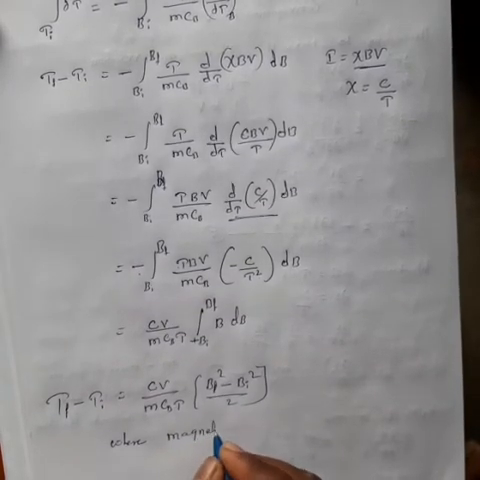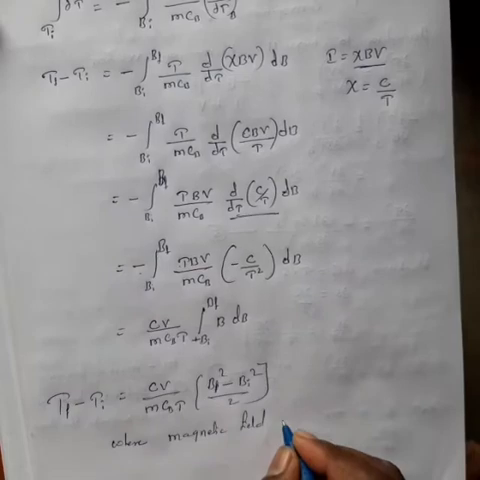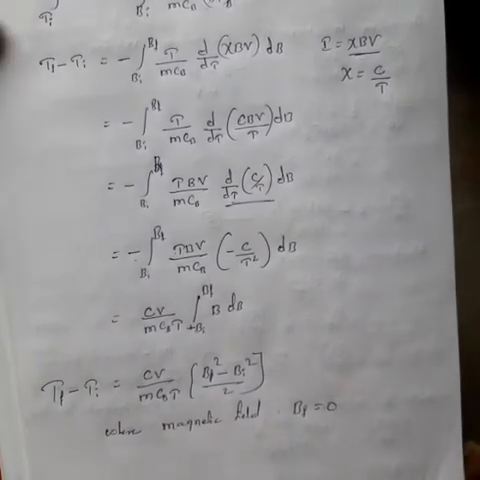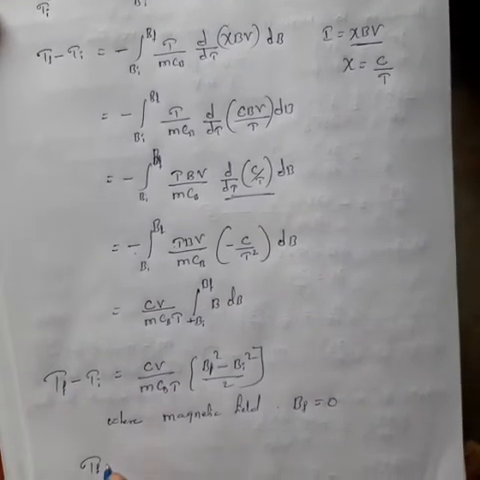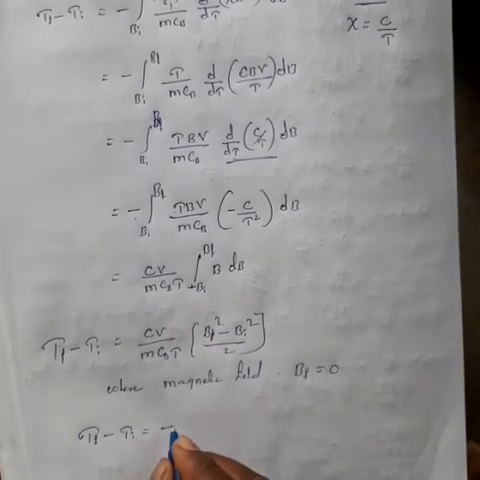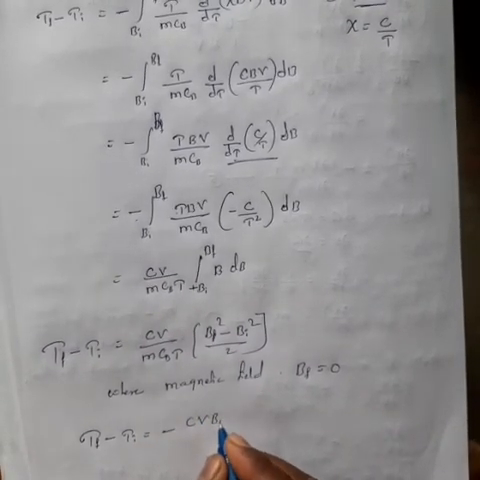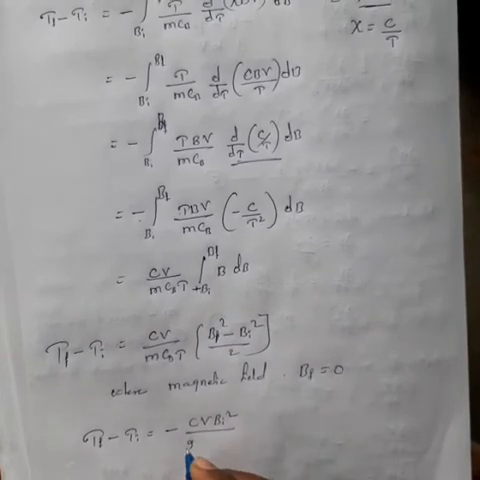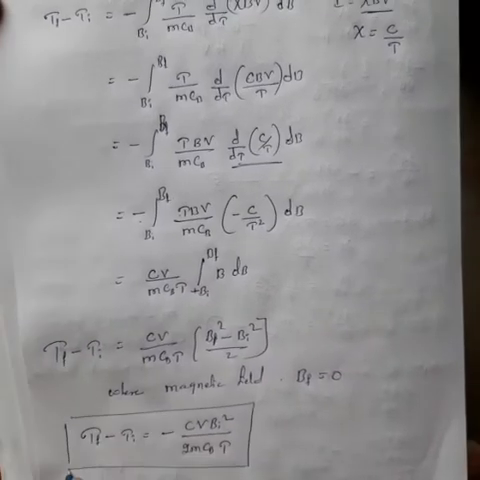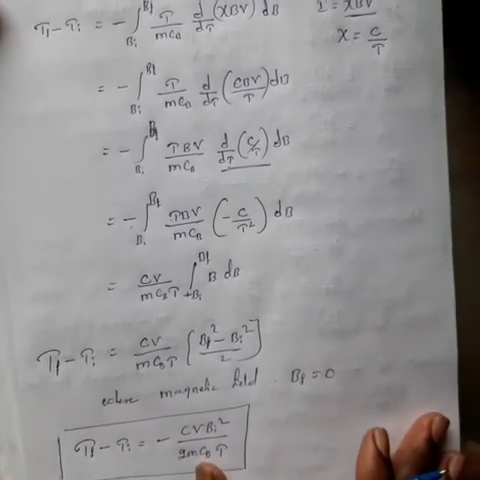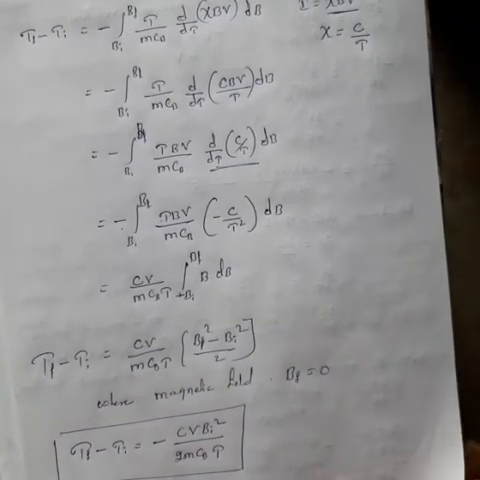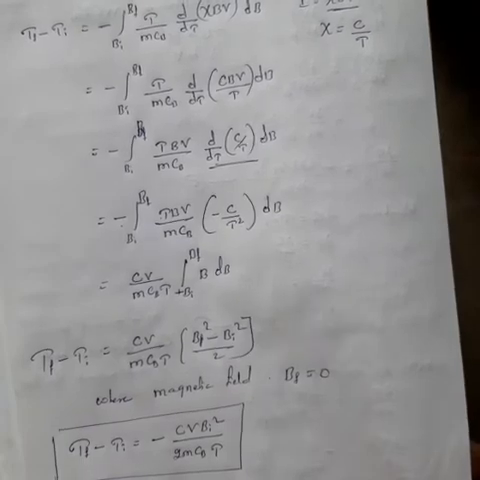Bf, the final magnetic field, is equal to 0. Therefore Tf minus Ti is equal to minus CV Bi square divided by 2 times MCB into T, and this is the final expression for low temperature, and this expression we derived by using adiabatic demagnetization.